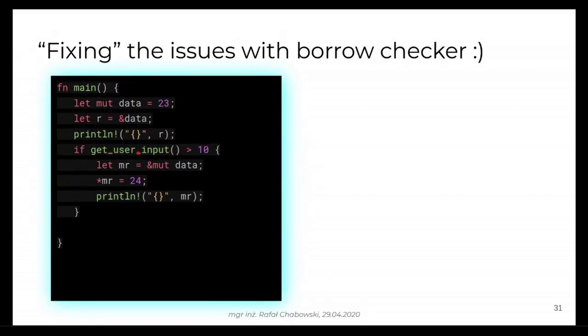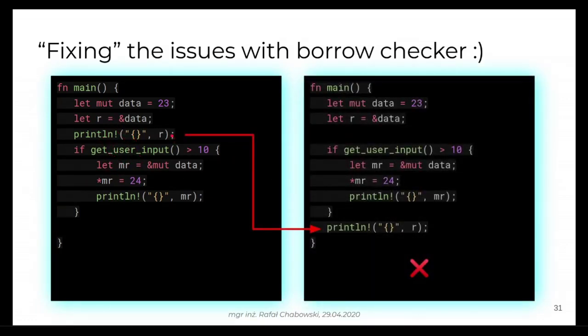I introduced this additional getUserInput method to emphasize that not everything might be known at compile time. So this code compiles because actually we don't use this reference after we created the mutable one. So Rust can be sure that it's not going to do any harm to have these both references at the same time. But if you decide that you're going to use this first reference after you created the second one, this code will not compile, even though this body of the if might be never executed.